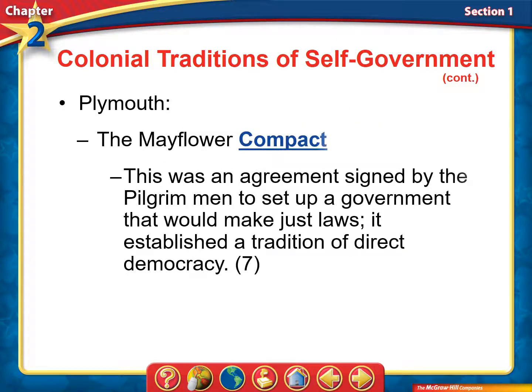Each colony has a different story, though, and I'm not going to go into all of them. But Plymouth, what is today Boston, has a neat story as well. April showers bring what? Mayflowers, and Mayflowers bring pilgrims. Yeah.